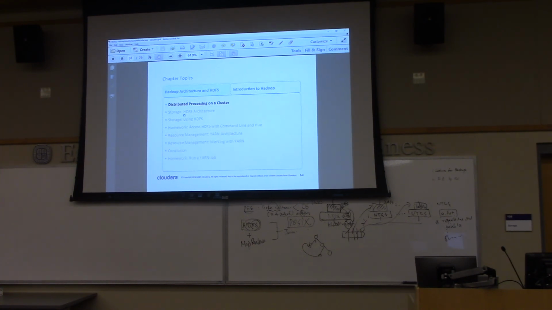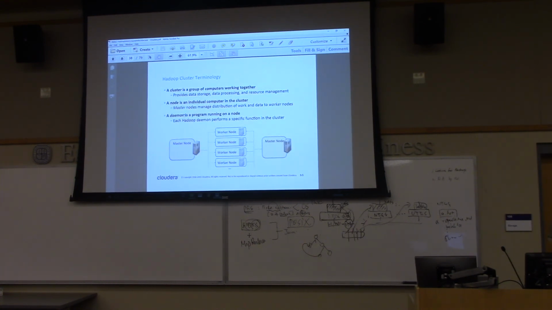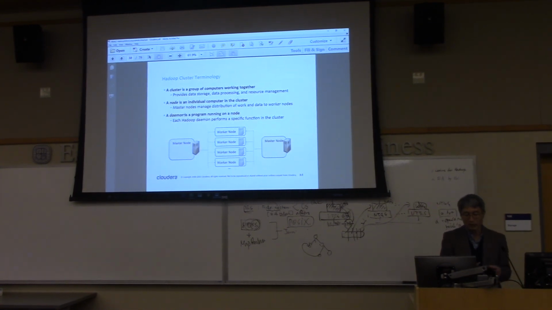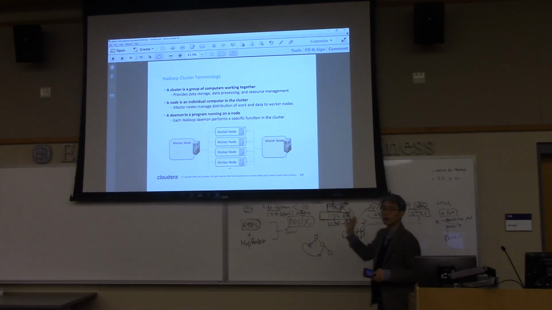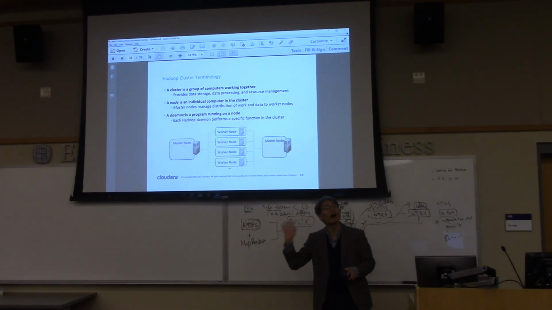Then after the break, now it's 7:10. After a 10-minute break, we will see in more technical detail how Hadoop is organized and how it works.